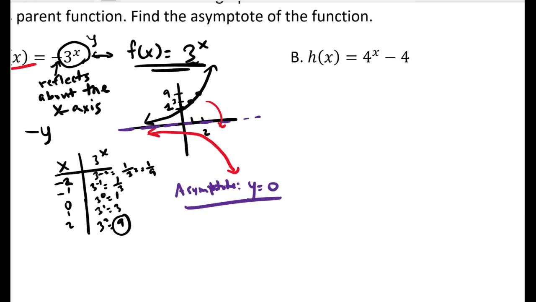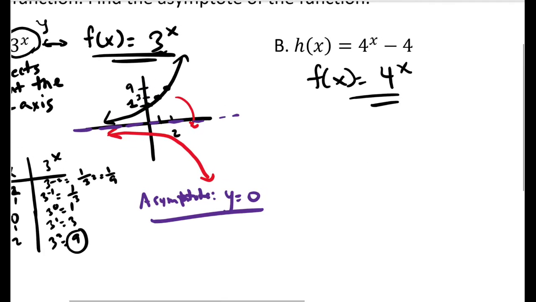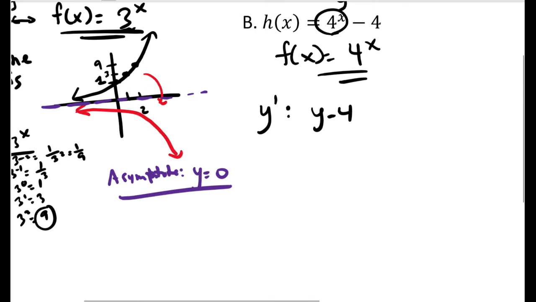All right, now what's the parent function of this guy? The parent function of this guy is 4 to the x. That's it. That's the meat of the function. The rest is just transformation. The minus 4 just transforms it. What does the minus 4 do? Well, it's a y transformation. So you could think of this as y minus 4. So it's just a y transformation. It just shifts it down by 4.